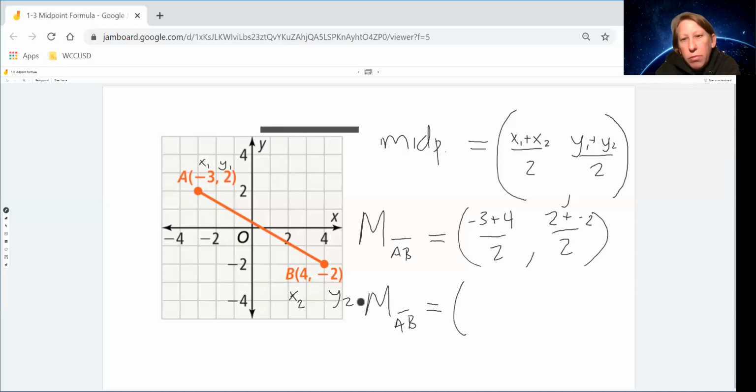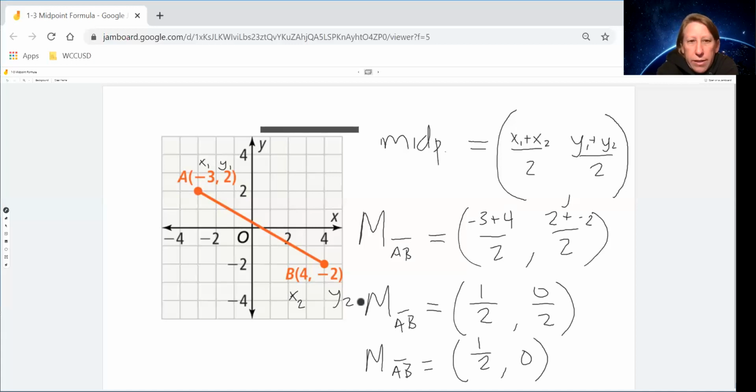So -3 plus 4 is 1. That's 1/2. 2 plus -2 is 0. 0 divided by 2. And I can simplify just a little bit more. We like fractions better than decimals in math class. So that would be the coordinates of the midpoint.